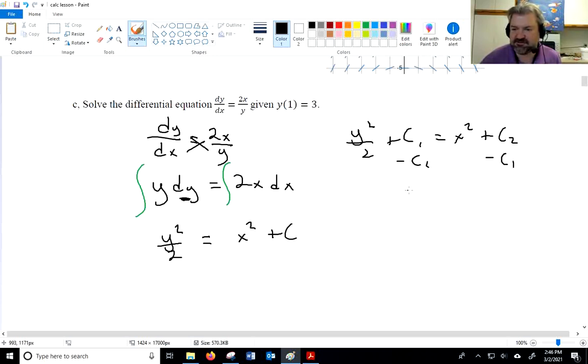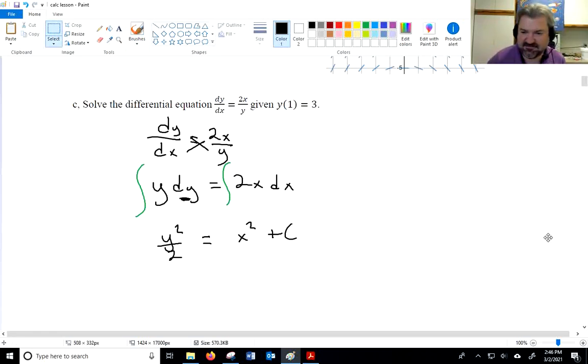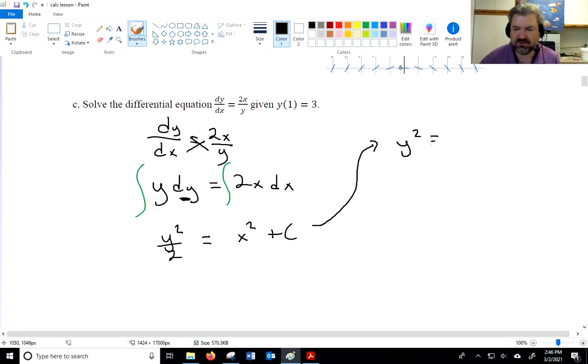But then I could just combine those constants and have y squared over 2 is equal to x squared plus, now C2 minus C1 is some other C, I'll call C3. But C3 is just a C. So in practice, you can see, I didn't mean to be that punny, that we just need the C on one side. Okay, let's keep going with this. I'm going to multiply both sides by 2. So I get y squared equals 2x squared plus 2C, which is, again, just a C.